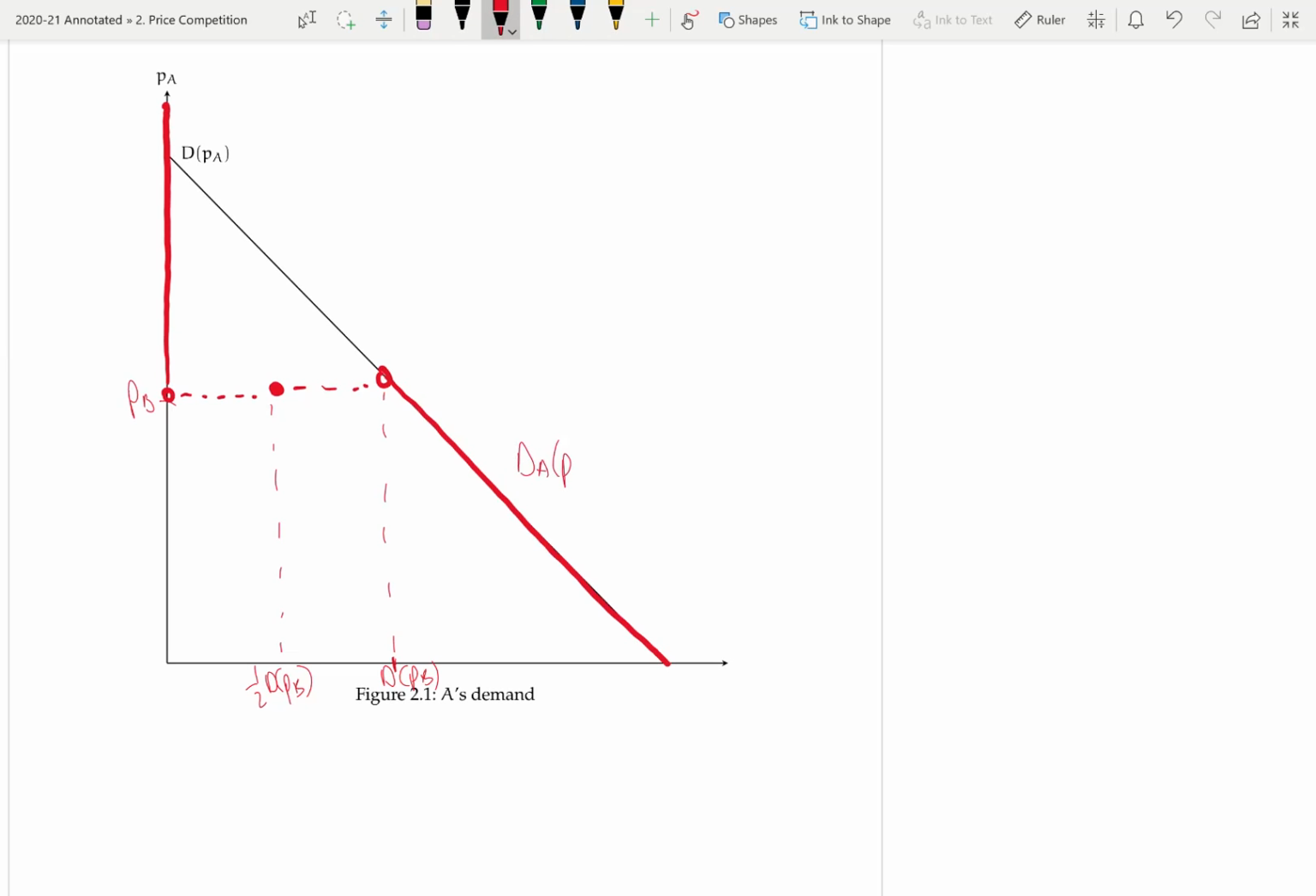It's a function of its price and the other firm's price, and we've drawn it for a particular value of PB. As we change PB, this point here will move and the demand curve for firm A will change. So this is A's demand curve given a fixed price of firm B.